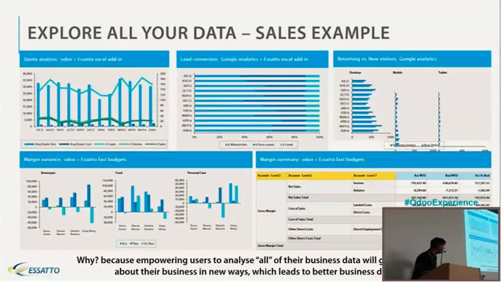And the margin variance and the margin summary that you see in the bottom right and left, they blend Odoo sales data and Odoo accounting data with budgets that we produced using Essatto Fast Budgets. So why? Because empowering your users to analyse all of their business data will get them thinking about their business in new ways, which will lead to better business decisions.